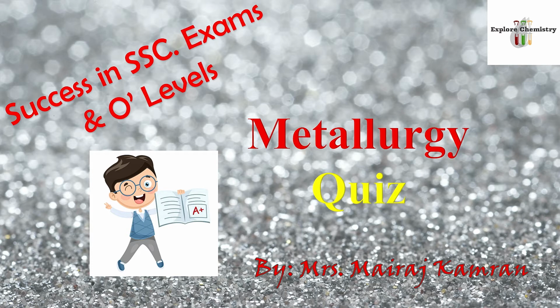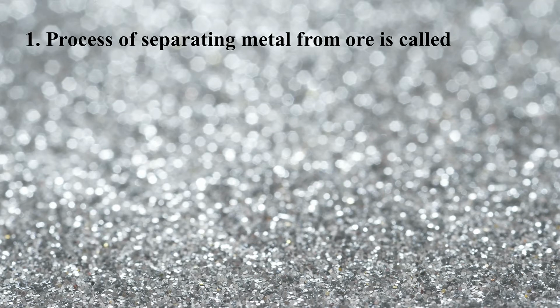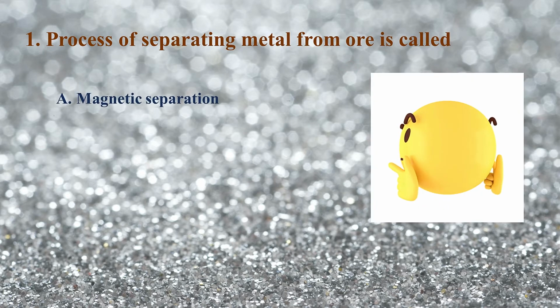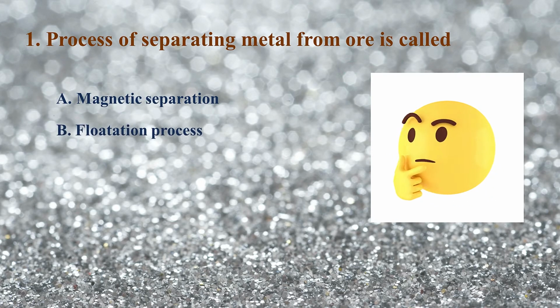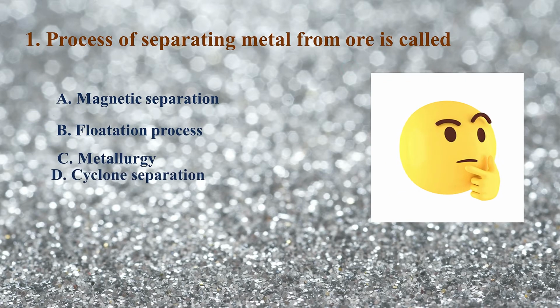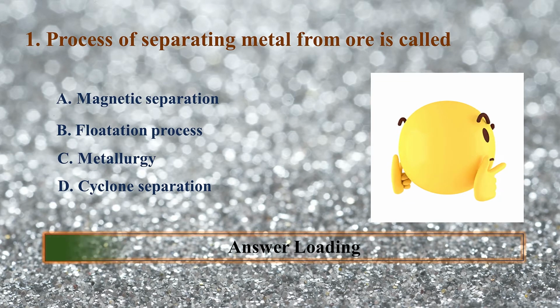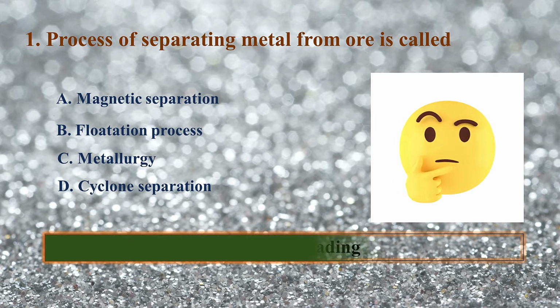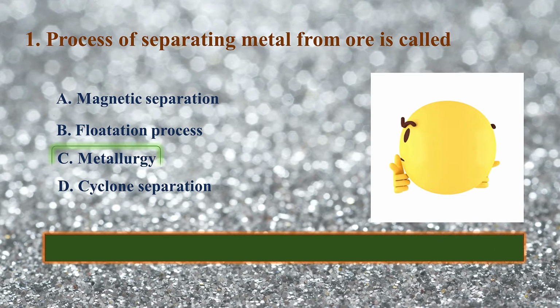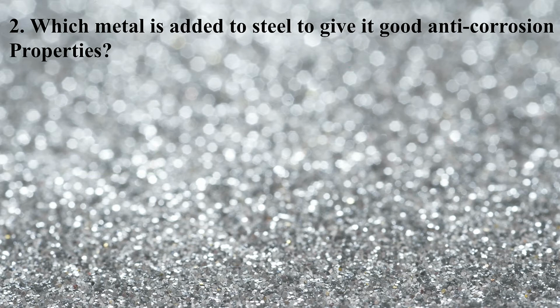So let's start. First question is, process of separating metal from ore is called, and your options are option A, magnetic separation, option B, flotation separation process, option C, metallurgy, option D is cyclone separation. So your time starts now. Correct answer for this question is metallurgy. Now see the next question.